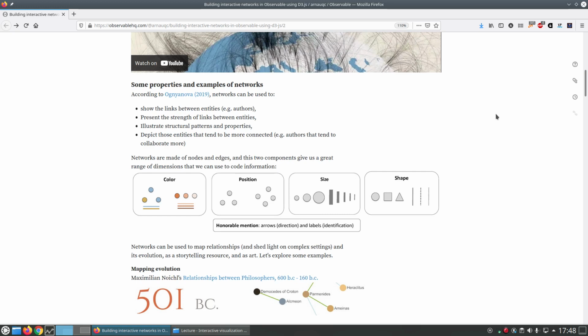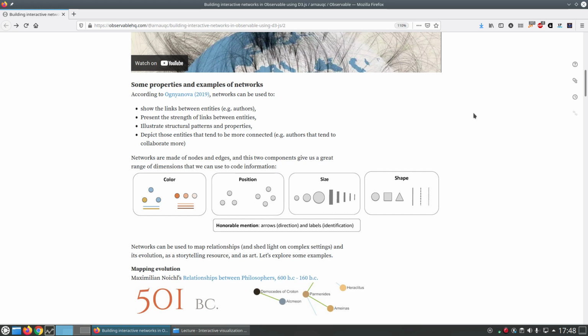So before continuing, I would also like to comment on this chart that we are seeing now, which shows the different components that we can use to encode information in a network. We can use, for instance, the color of the nodes. This color can be used to show a specific property of these nodes, and in a minute I will show you an example of this. But it can also be used to codify the community to which the node belongs. That is, all those nodes that have the same color tend to be more related between them in the network.